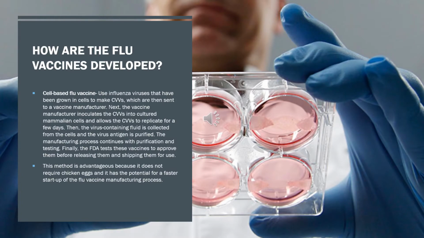The second method is the cell-based flu vaccine. This method is used to make inactivated flu vaccines, known as flu shots. To make this vaccine, the CDC or another laboratory partner use influenza viruses that have been grown in cells to make CVVs, which are then sent to a vaccine manufacturer. Next, the vaccine manufacturer inoculates the CVVs into cultured mammalian cells and allows the CVVs to replicate for a few days. Then, the virus-containing fluid is collected from the cells and the virus antigen is purified.